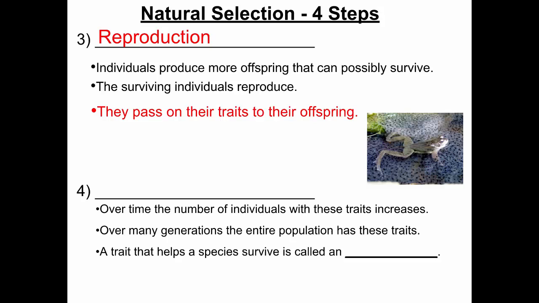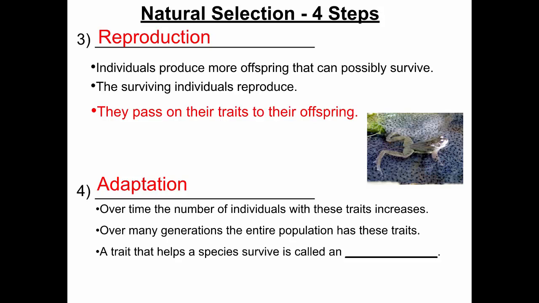This is a frog reproducing. Anyone seen frog eggs? Big jelly-like massive eggs. Again, they don't all reach adulthood, only a small percentage do. And so these successful individuals can reproduce, they can pass on their traits to offspring, and eventually, over a period of time, after many generations, this leads to changes in the whole population. It leads to evolution of the species. Any trait that's helpful becomes more and more common, until eventually the entire species has that trait. And when that happens, we call those adaptations.